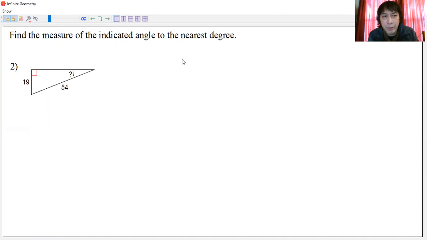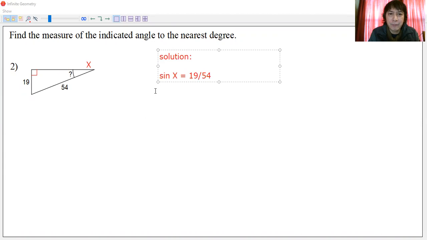Here's the next figure, and we shall mark this x, our unknown angle x. Now what we have here is the opposite side 19 and the hypotenuse 54, the side opposite to the 90. So we can use again the sine function. So for our solution, we will use the sine function. Sine x is equal to the ratio 19 over 54.